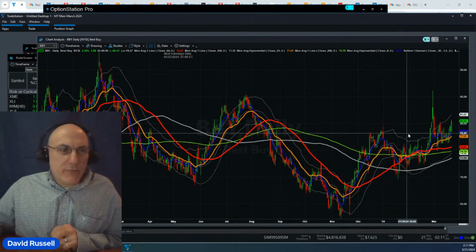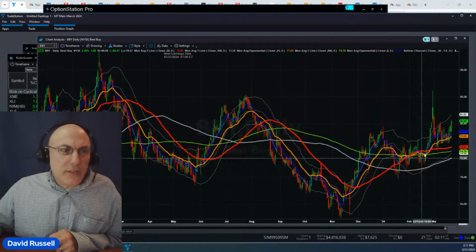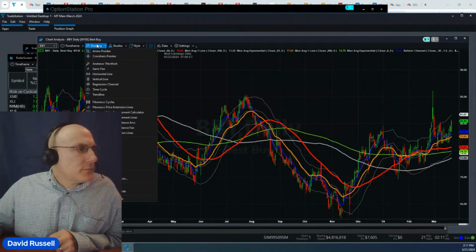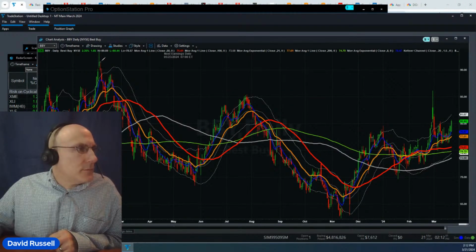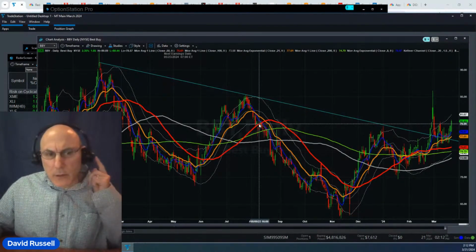So I look at a company that really has not done anything for a long time, and it's just kind of sitting here. You have the golden cross. You can also see a trend line that's been coming down.